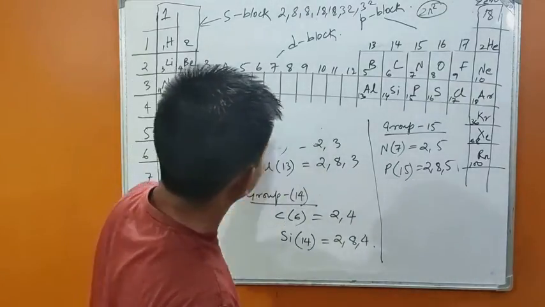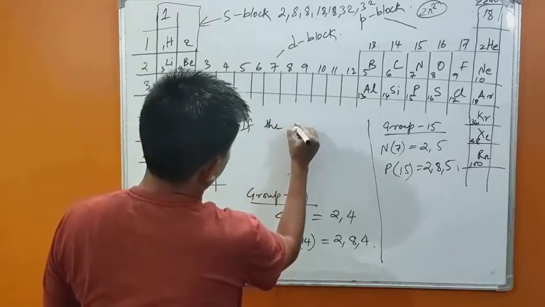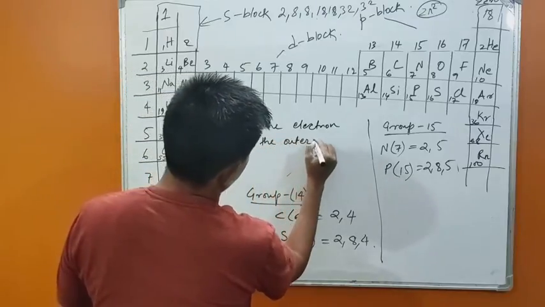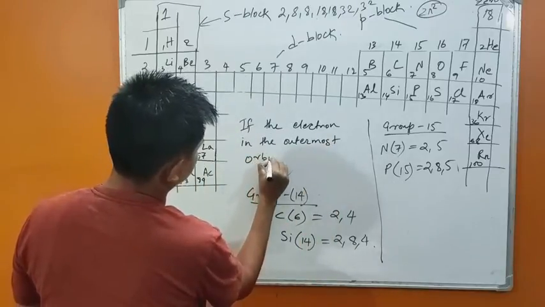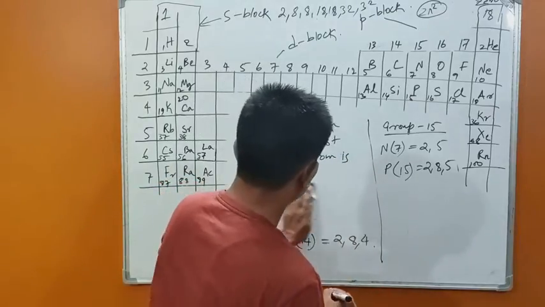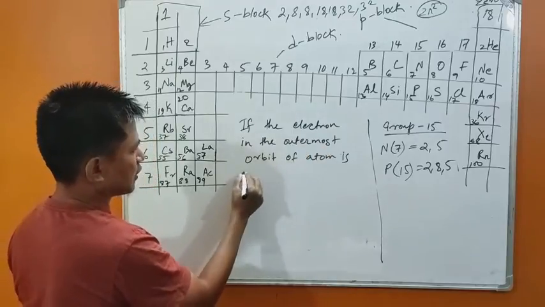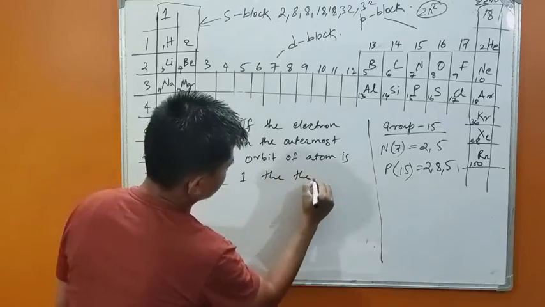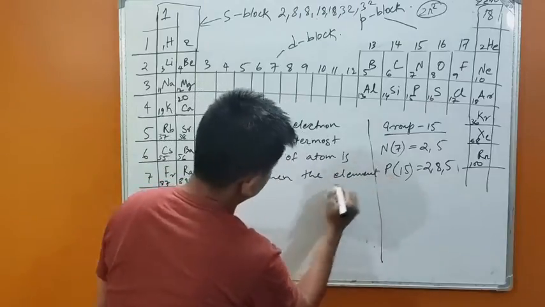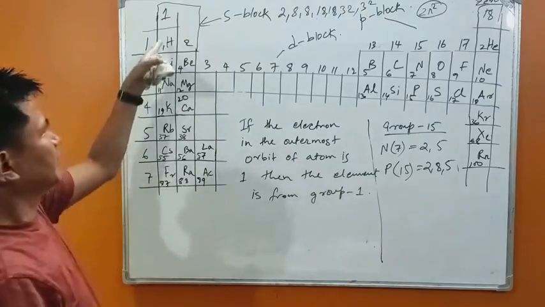So from here we can say that if the electron in the outermost orbit of atom is 1, then the element is from group 1, isn't it? Group 1 we have seen here.